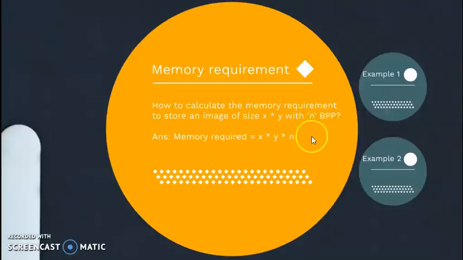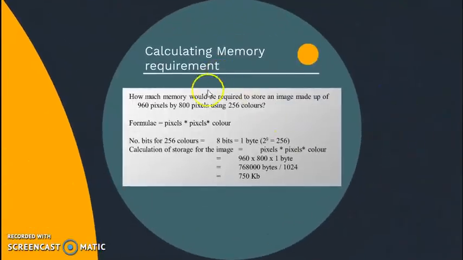So what is the memory required? The answer is memory required is equal to resolution multiplied by n bits per pixel, that is n. So this is the total memory requirement for your image. We go with examples. Our first example is how much memory would be required to store an image made up of 960 pixels by 800 pixels. So 960 by 800 is the resolution, using 256 colors. The value of colors is given here.